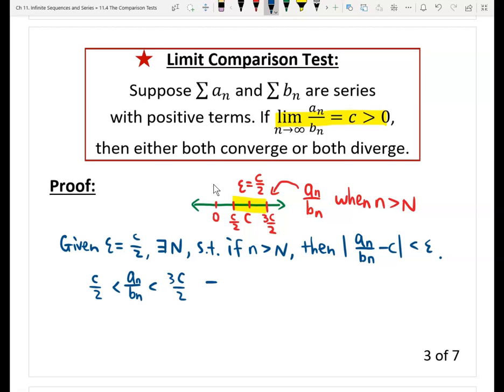Of course, we change it to this version, and we multiply bn on all three sides. Because bn is positive, we do not need to change the sign, right? Therefore, we can write it this way: C over 2 times bn is less than an, which is less than 3C over 2 times bn. They are equivalent.